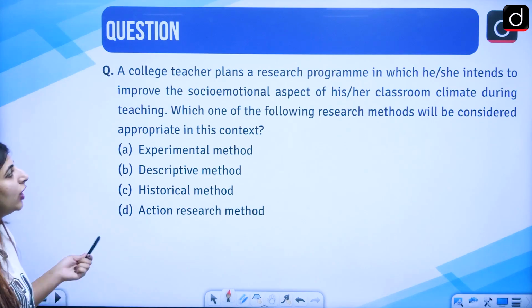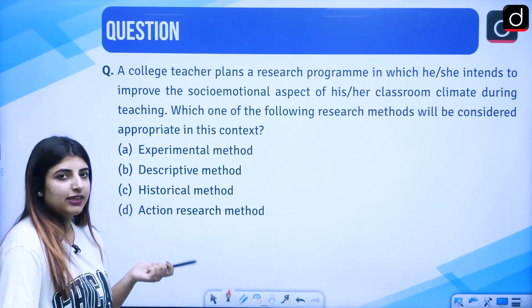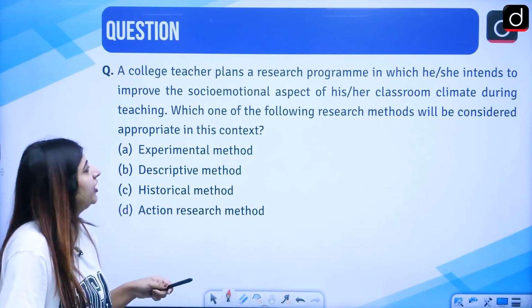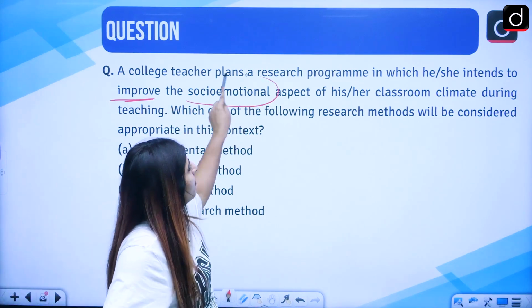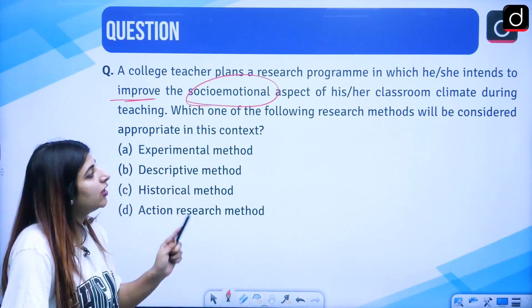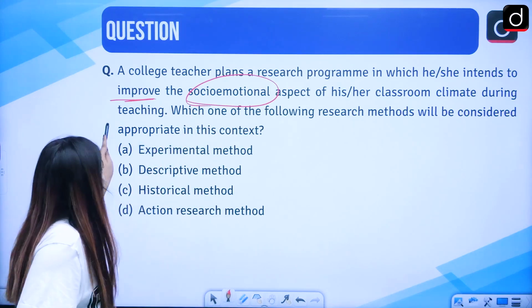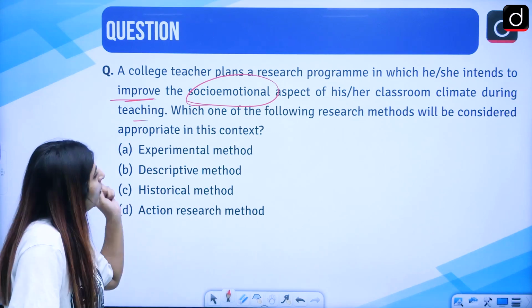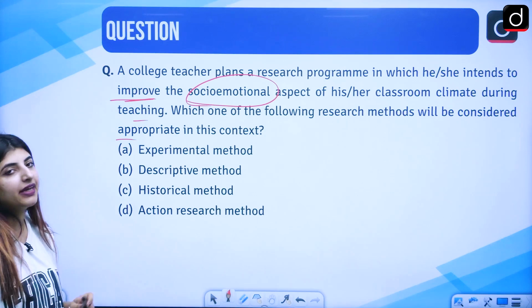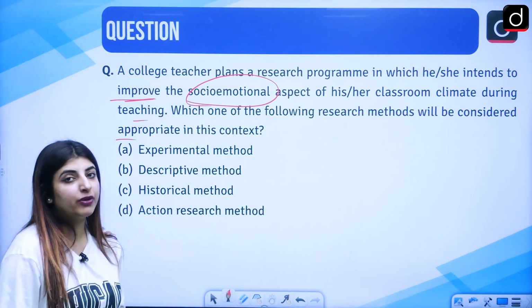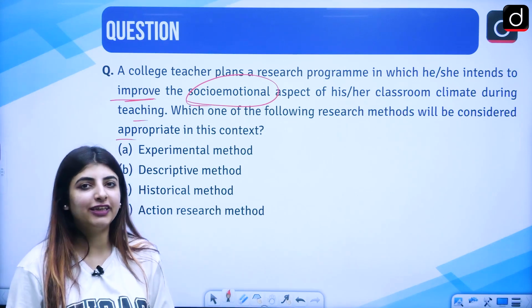Next question is, a college teacher plans a research program in which he or she intends to improve the socio-emotional aspect of his or her classroom climate during teaching. Which one of the following research methods will be considered appropriate in this very context? So read the question carefully, pause your screens.